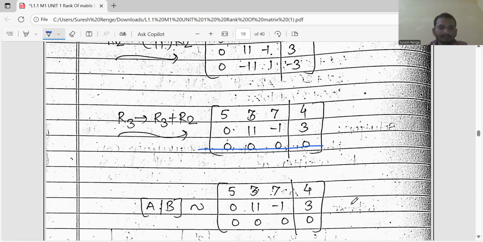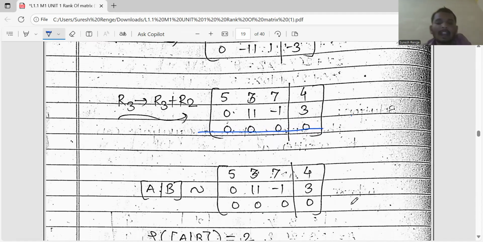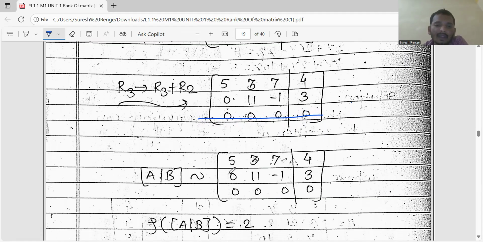Now what is the matrix? Now A augmented B is the matrix: 5, 3, 7, 4; 0, 11, minus 1, 3; 0, 0, 0. In the first row the leading element is 5. If you want to convert the matrix into echelon form, make all the elements below that leading element 0. They are all 0 here, so this is complete for the first leading element. Now go to row number 2. In row number 2, 11 is the leading element.